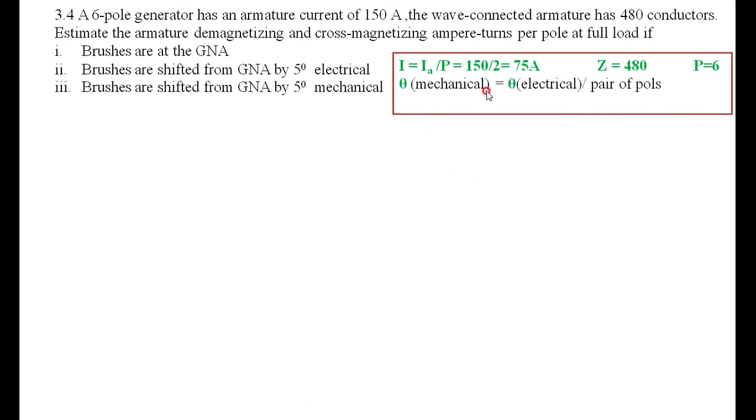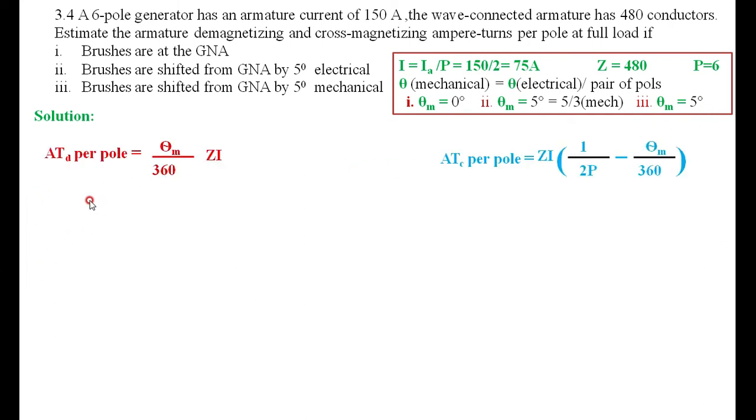Then theta mechanical: in the equation you have to put theta in mechanical degrees. Therefore theta electrical degrees divided by the number of pairs of poles gives us the value in terms of mechanical degrees. Then for different values of theta you have to find ATD and ATC. The first case is theta m equal to 0 because the brushes are at the GNA, the geometrical neutral axis, which means theta is equal to 0. Theta is 5 degrees electrical in the second case, which you have to convert into mechanical by 5 by 3. In the third case theta is equal to 5 degrees mechanical, so you can substitute directly.